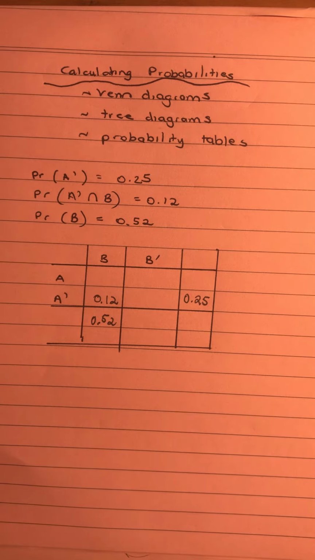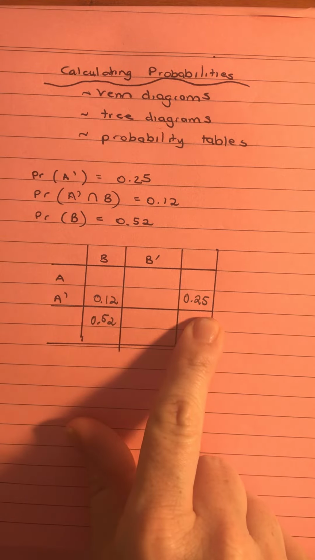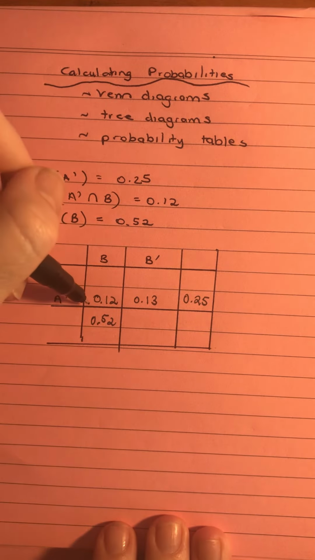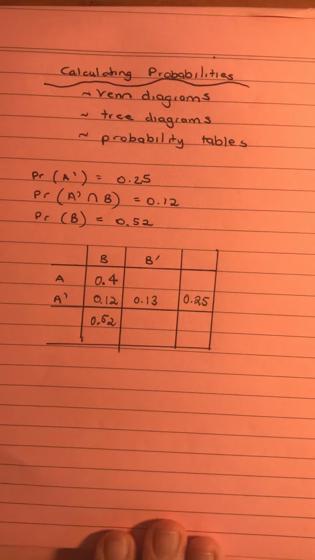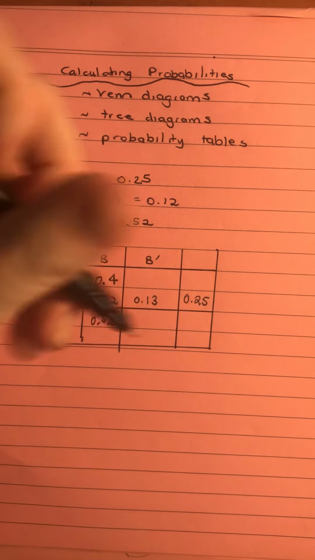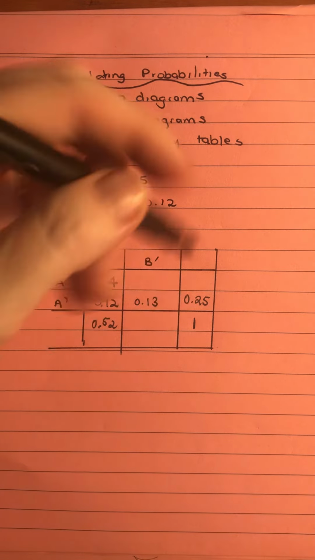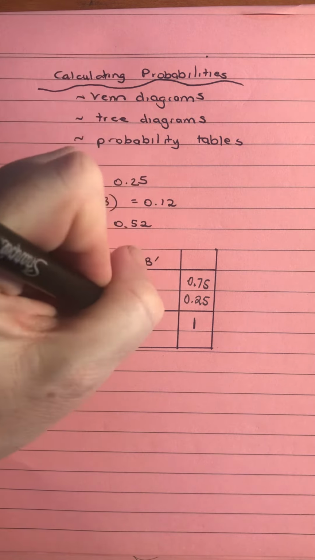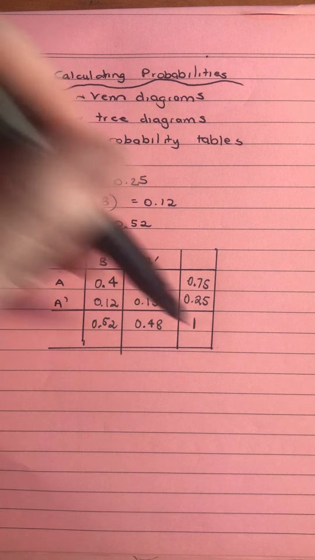That means I can then work out missing pieces, because I've got 0.12 plus something gives me 0.25, so this must be 0.13. Then I've got 0.12 plus something gives me 0.52, so this one must be 0.4. I know that the total has to be 1 overall for my probabilities, so that means I know that this one here is 0.75, because 0.75 plus 0.25 gives me 1. I also know that over here must be 0.48, because 0.52 plus 0.48 gives me 1.